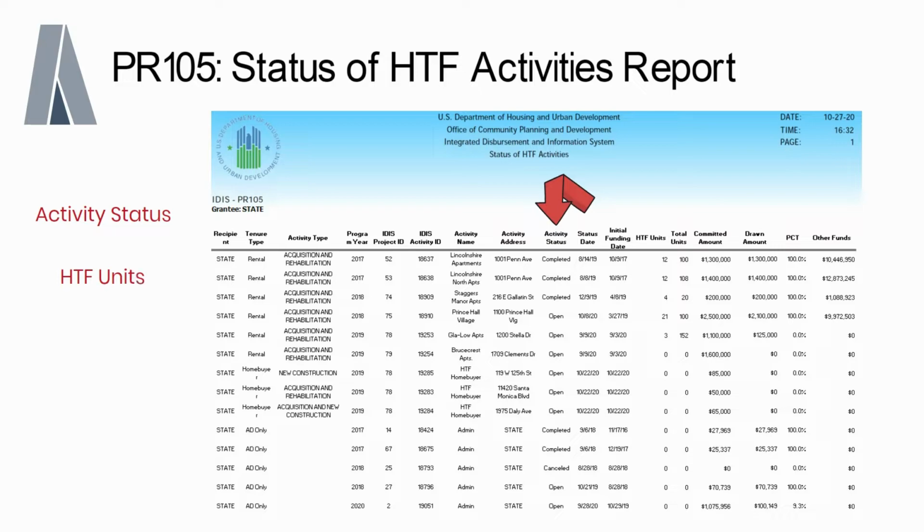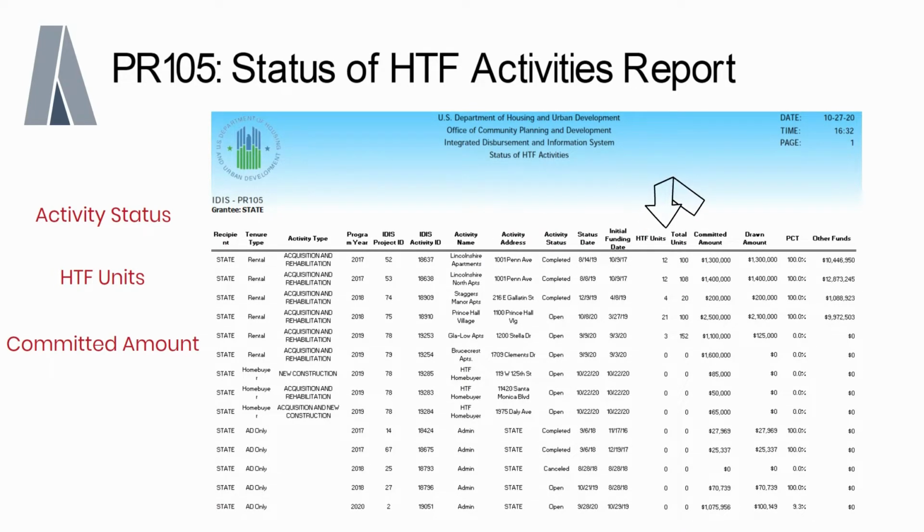The HTF Units column shows the number of HTF-assisted units for this activity. The Committed Amount column provides information on the activity funding. The Drawn Amount column shows the amount of HTF funds spent on the activity.